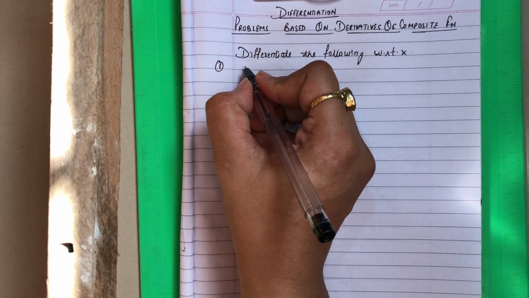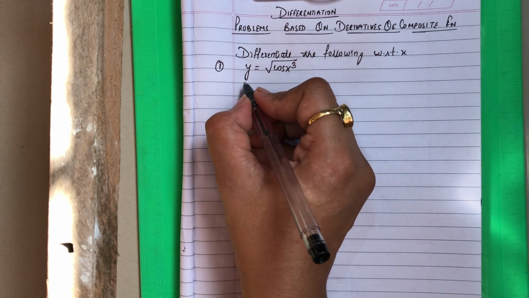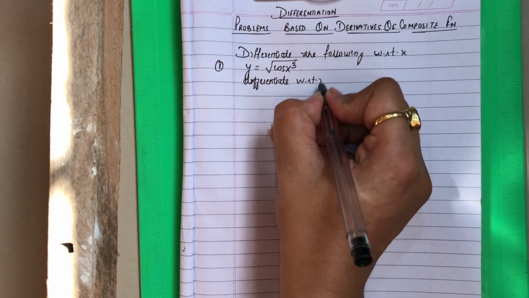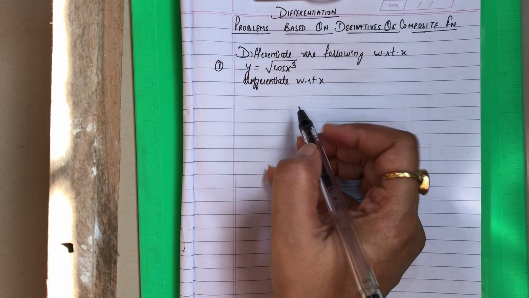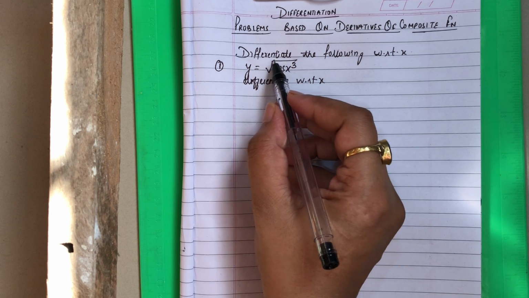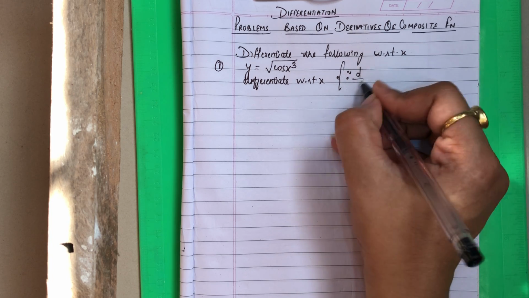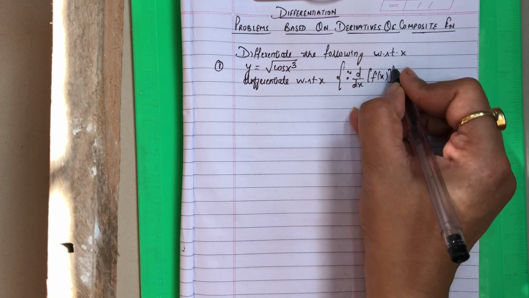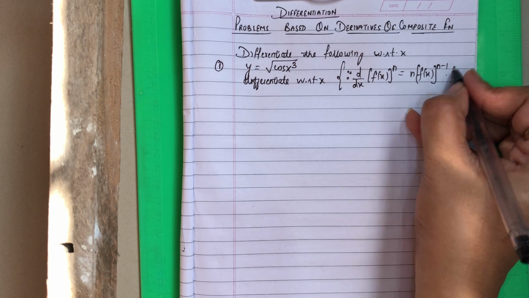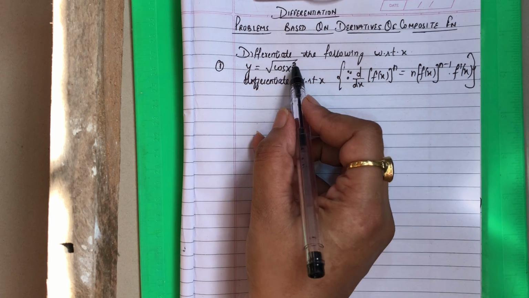We are taking one problem, that is y is equal to root of cos x cube. Now first of all, differentiate with respect to x on both sides. Understood? Here we need to apply the chain rule. That means first you are supposed to do the differentiation of root. We know the formula that d by dx of f(x) raised to the power n is equal to n f(x) raised to the power n minus 1 into f dash x. This is the formula. So the same formula we are applying here.